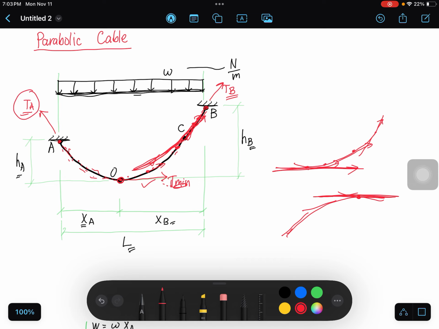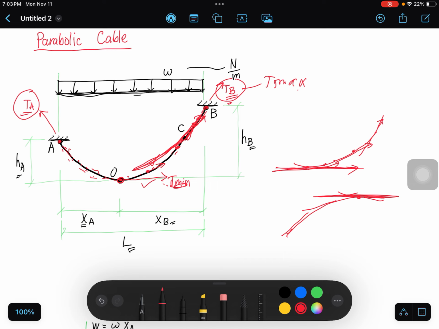Pero kung ikukumpara mo si TA at si TB, mas mataas ang posisyon ni TB. So, TB is your Tmax. What if mas mataas si A, dito si point A, dito si TA, mas mataas na si TA, so siya na si Tmax. What if level? Di equal sila. Ang level sila. So, Tmax is equal to TA, equal also to TB. Equal silang tatlo. Alisin ko lang para hindi magulo. Okay? So, ganun yung parabolic cable.